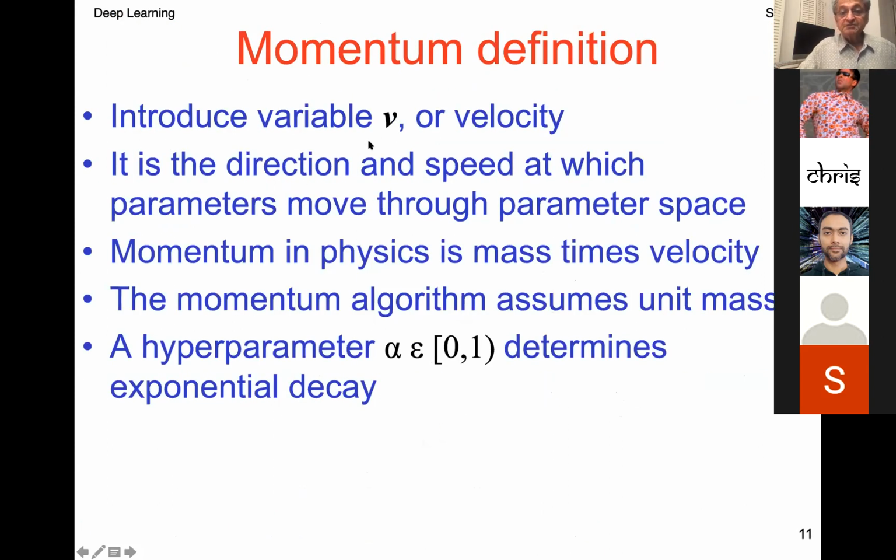So introduce variable v, or velocity. It's the direction and speed at which parameters move through parameter space. Momentum in physics is mass times velocity. The momentum algorithm assumes unit mass. A hyperparameter alpha determines exponential decay.